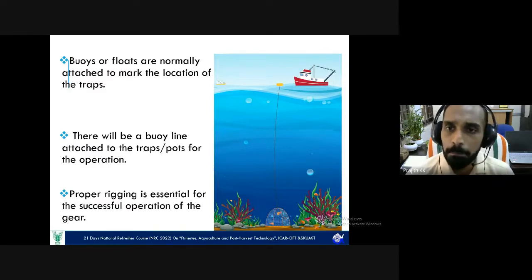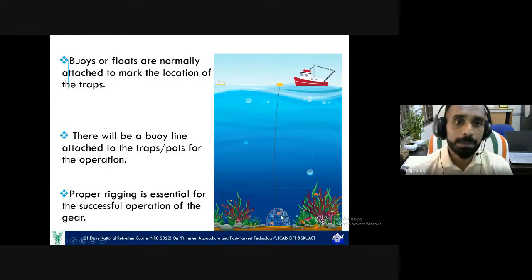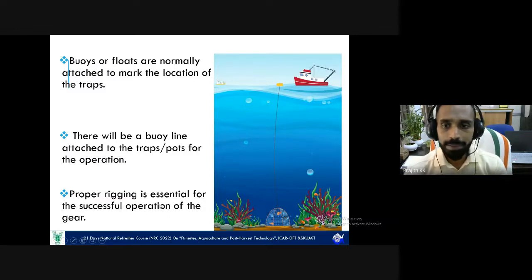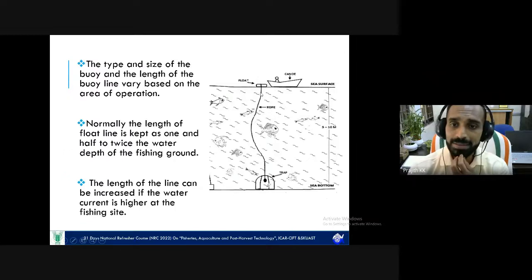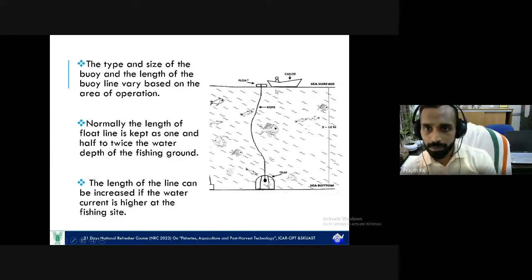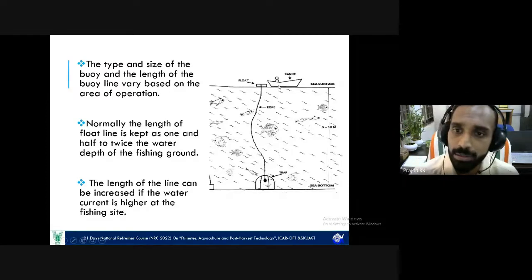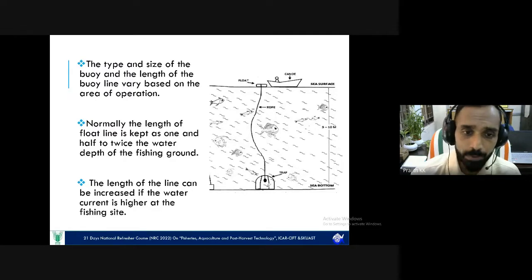There will be something like a buoy, and a rope attached to our trap. That mainly helps to locate where our trap is. So proper rigging is essential. We need to tie the float and accessories properly. Based on the depth of our operation site, we will decide the length of this rope. Sometimes it is 1.5 times, or sometimes double the depth of the water body.